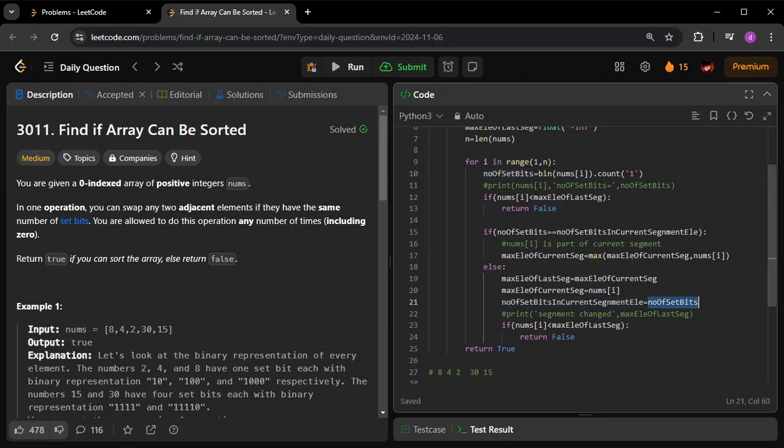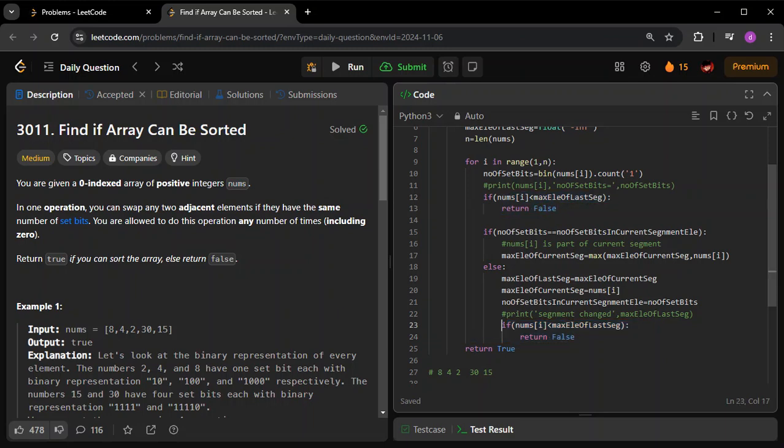Next, what I'm doing, see, this condition previously did not do the check. Why? When the segment is changing and I'm at the first element of the new segment, the max element of the last segment is what we are going to update here. But at this point it was not updated. Since this is the case only for the first element, that's why I will do this check again. If you see, this and this check are exactly the same.